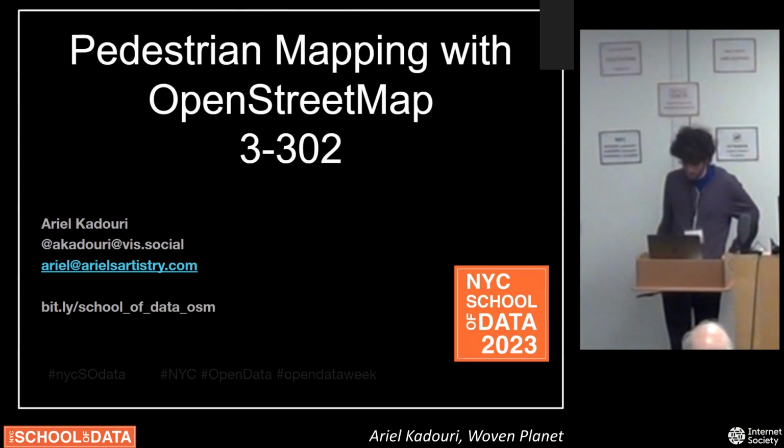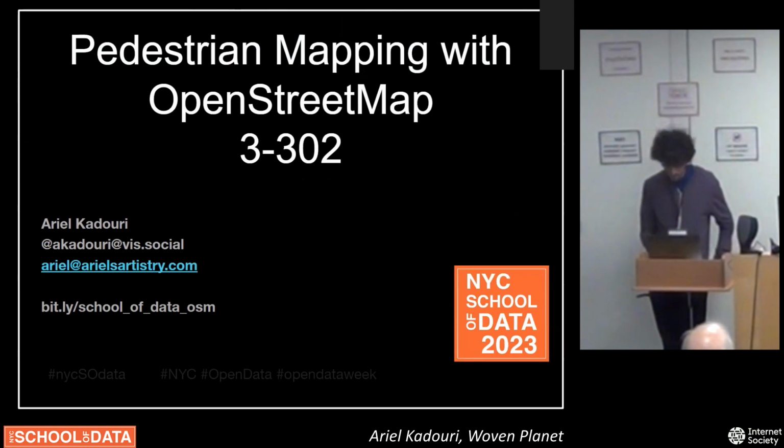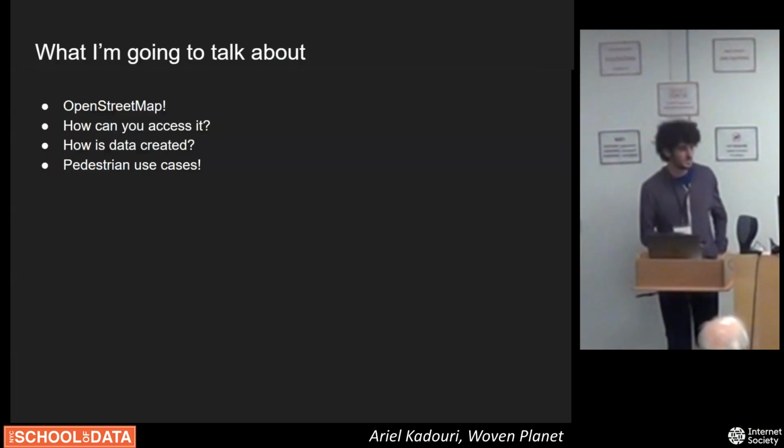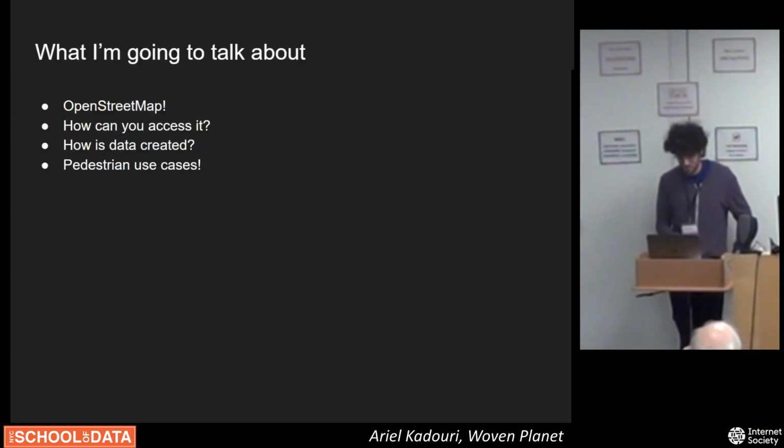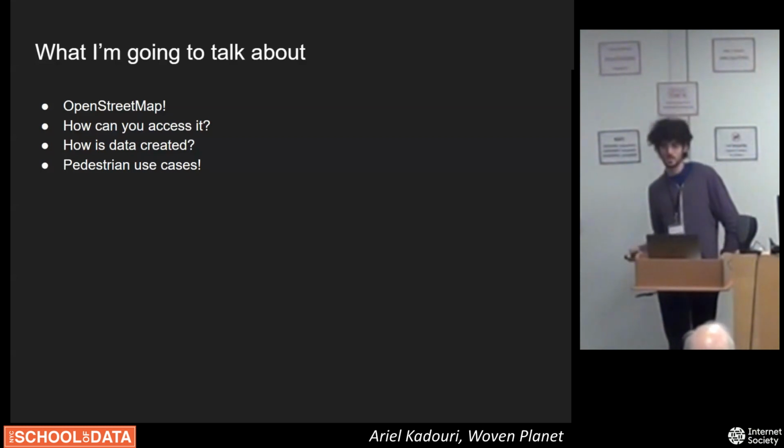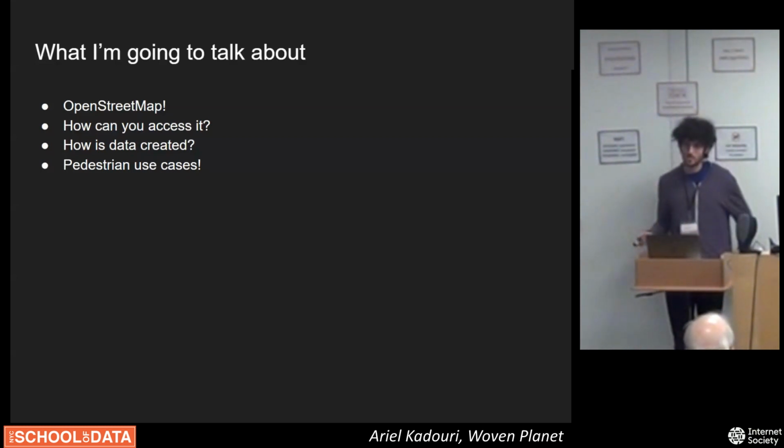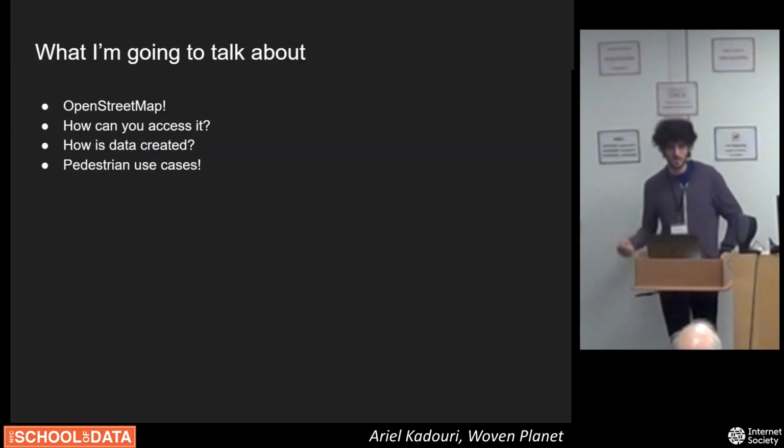I'm going to talk about OpenStreetMap, and with this mapping I have to coordinate two clickers. Hopefully I don't lose it. I'm going to go over OpenStreetMap. How many people have heard of OpenStreetMap before? Okay, cool. So I'm going to go through how you can access data from there, how data is created, and pedestrian use cases.